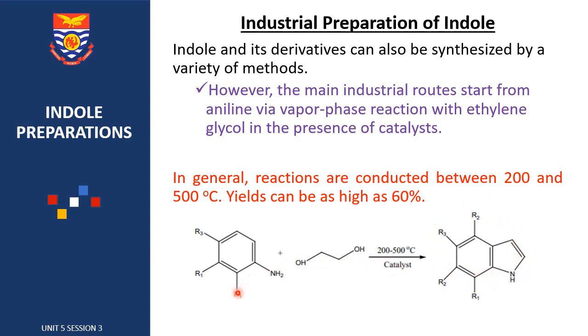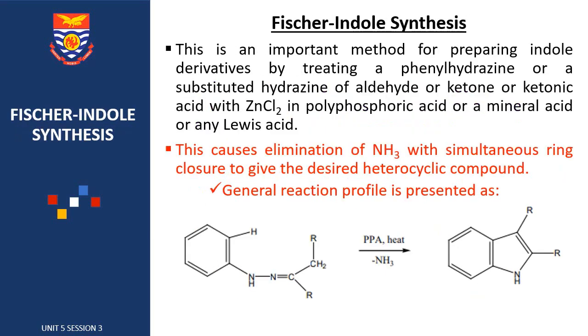In cases where you want to synthesize some derivatives, then substituted anilines can also come in as the starting material to react with our ethylene glycol in the presence of a catalyst to give us our indole product. Next, we are going to look at the Fischer indole synthesis, which is used to synthesize a wide variety of derivatives of indoles. Here, we treat a phenyl hydrazine or a substituted hydrazine of an aldehyde or ketone with zinc chloride in phosphoric acid or any other mineral salt or Lewis acid to produce our desired heterocyclic compound or indole derivative.